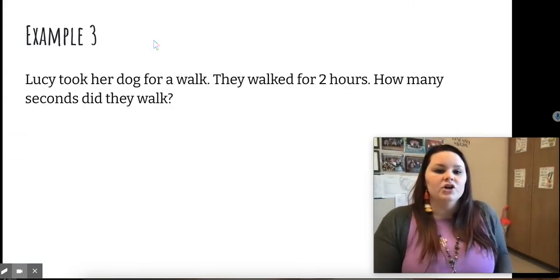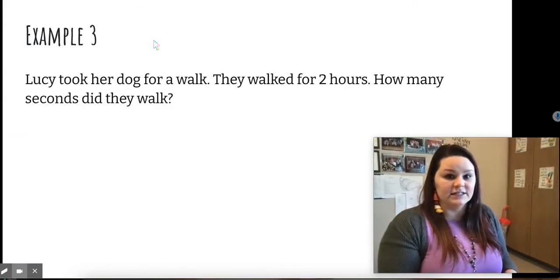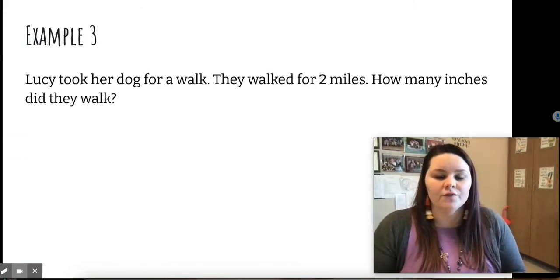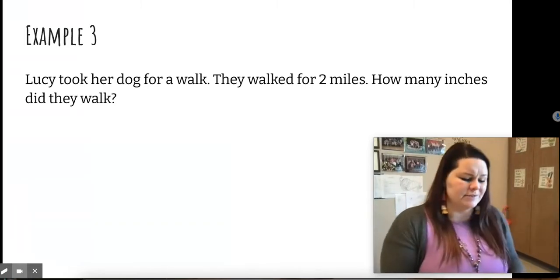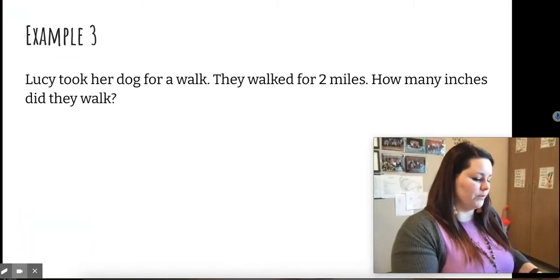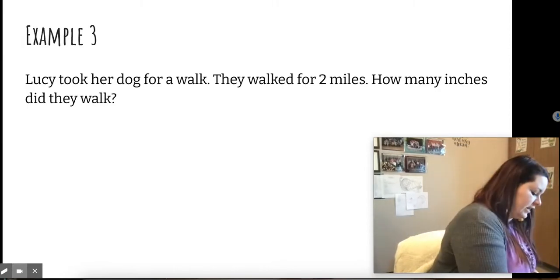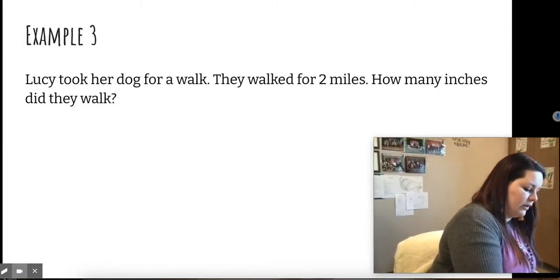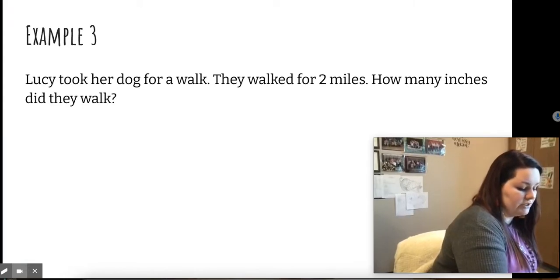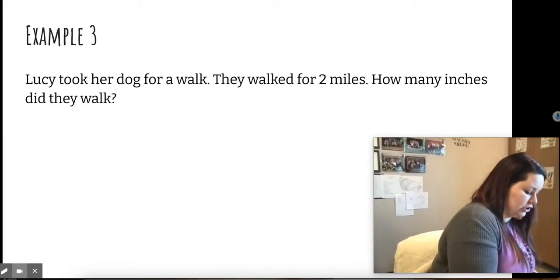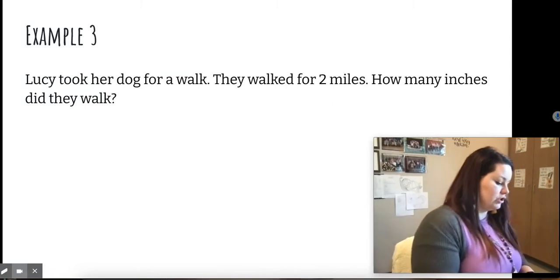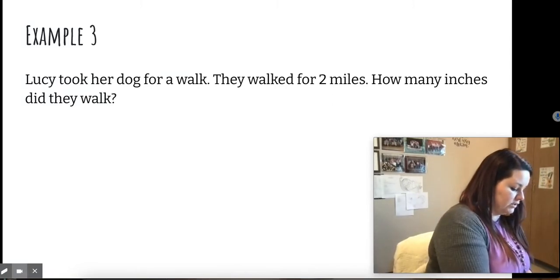Let's have a look at this last example. Lucy took her dog for a walk. They walked 2 miles. How many inches did they walk? The information that we're given is they walked 2 miles, and we need to figure out how many inches. Well, miles are much larger than inches, so we are going to multiply to get our answer. That's step 1.